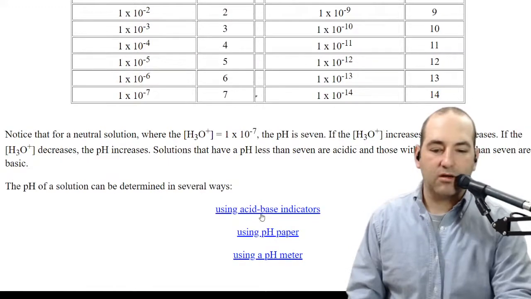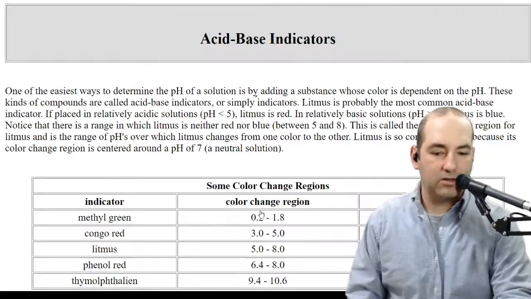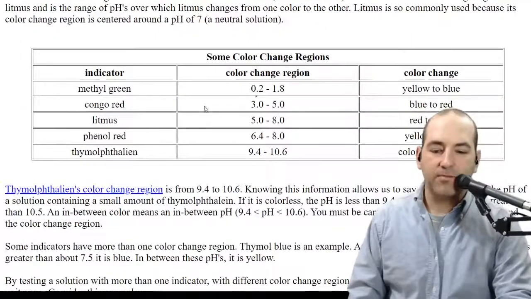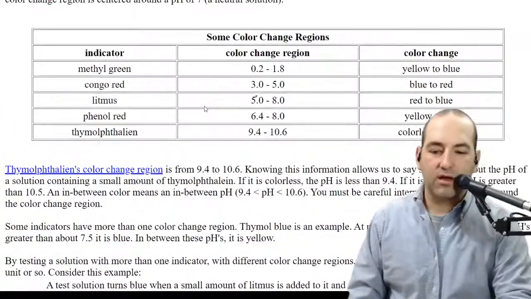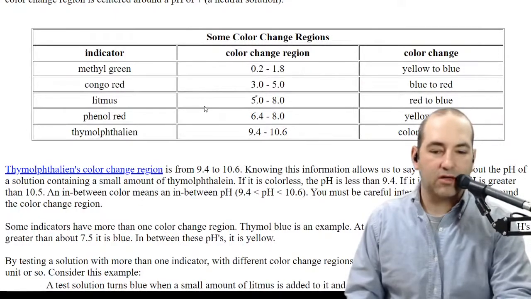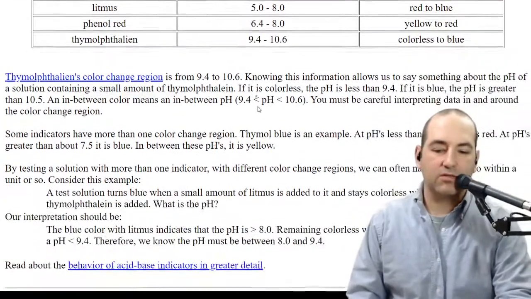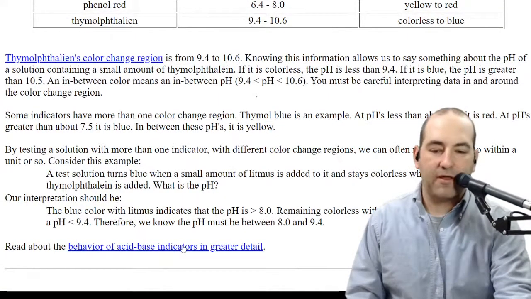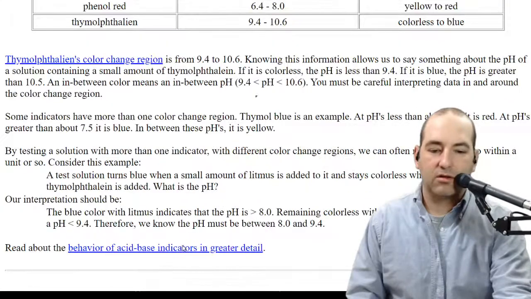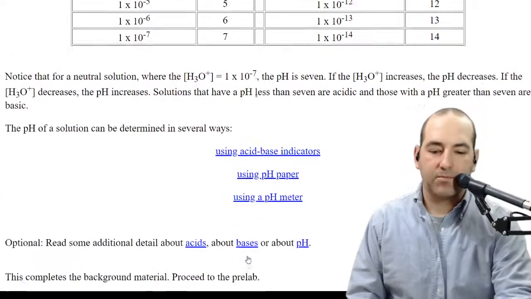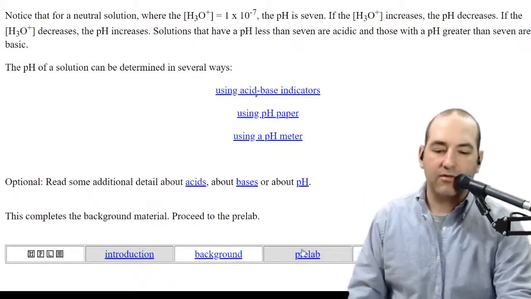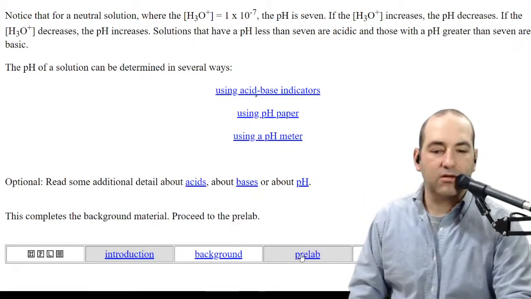What is new that we didn't really talk about is using acid-base indicators. Indicators you can read about here. They are chemicals that change color in particular pH ranges. So here are some examples of pH ranges where these things change, and you can read more or less about that as you like. You can also read about using pH paper and using a pH meter. Once you have a sense of how that stuff works, you can proceed to the pre-lab.